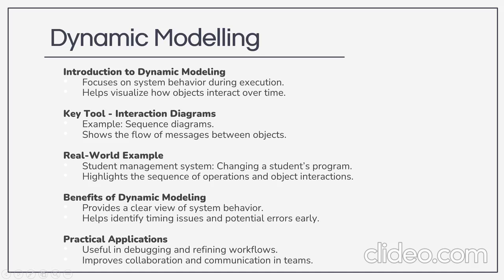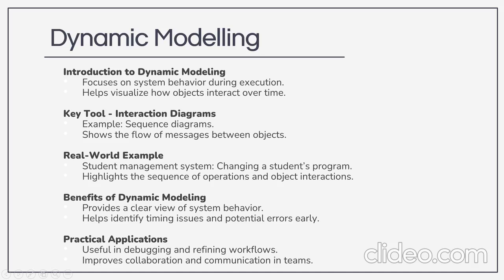A sequence diagram provides a visual representation of the flow of messages and operations between the objects in a system. For instance, in a student management system, a sequence diagram could illustrate the process of changing a student's program. It might show how a request is initiated by a user, processed by the system, and how responses are generated, such as updating records and notifying the student.